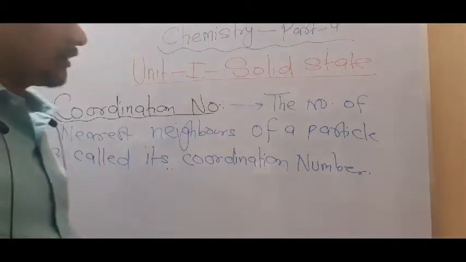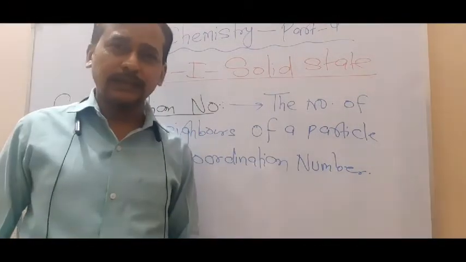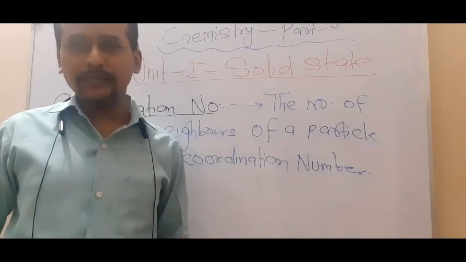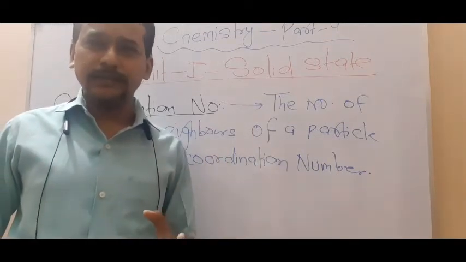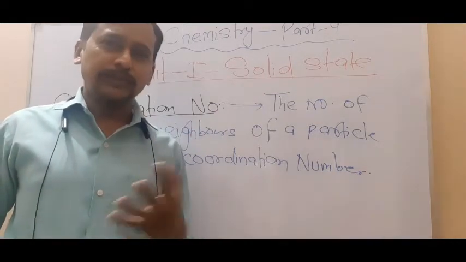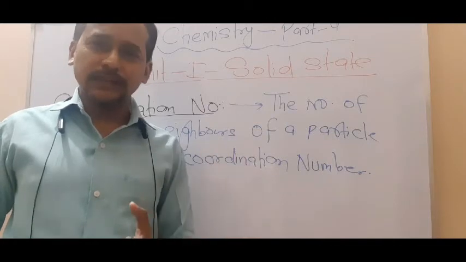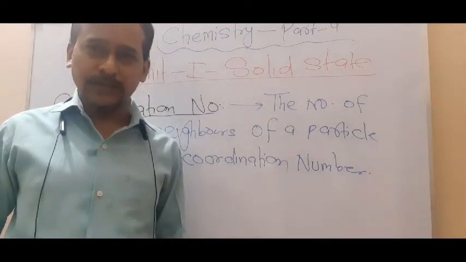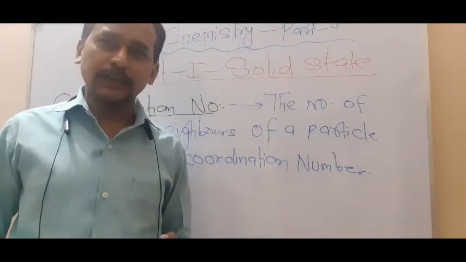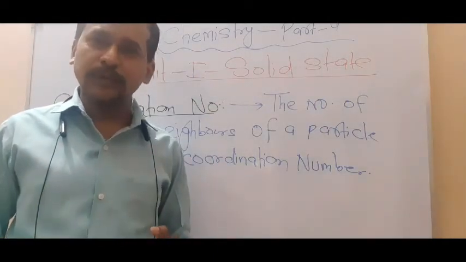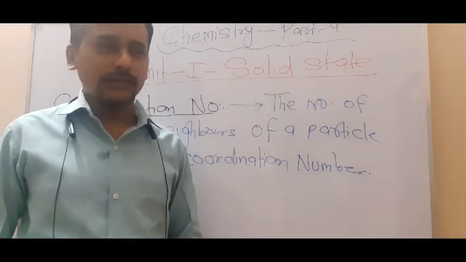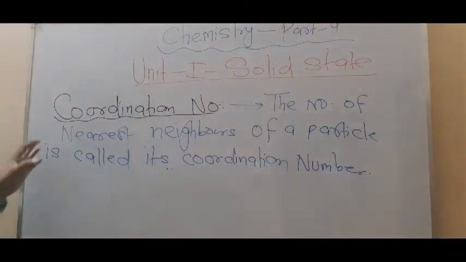Now, in the previous lecture, part 3, I told you how to calculate the number of atoms in SCC, BCC and FCC. I also told you what the crystal lattice is and what the unit cell is. Today, in part 4, I will discuss coordination number, the packing efficiency, and the formula of density. So now let us start with the coordination number.